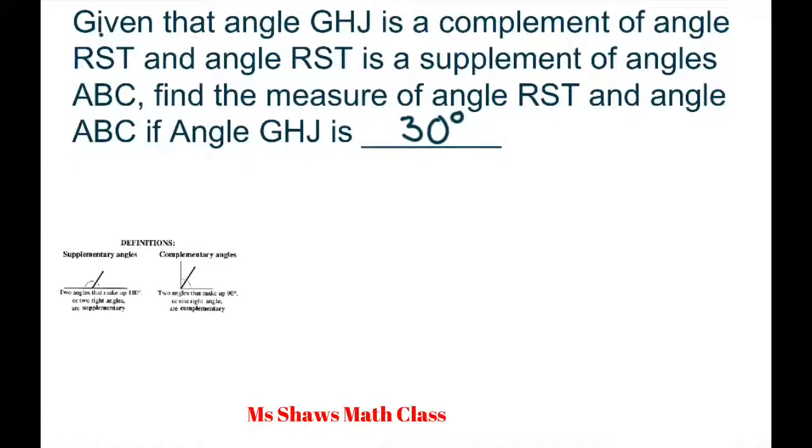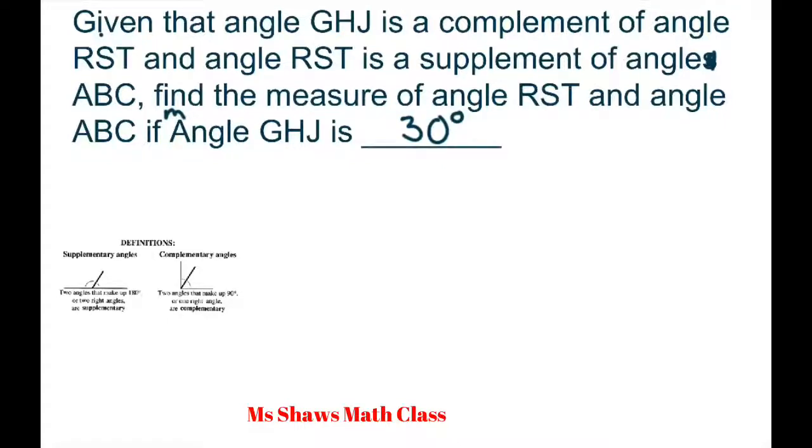Hello everyone. Given that angle GHJ is a complement of angle RST, and angle RST is a supplement of angle ABC, find the measures of angle RST and angle ABC if the measure of angle GHJ is 30 degrees. So let's set this up.